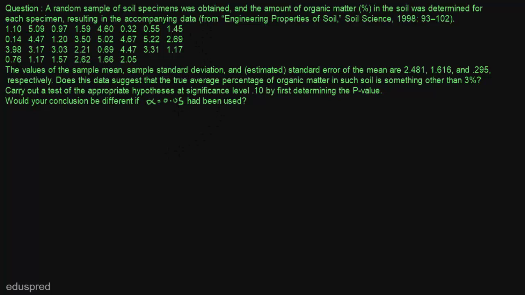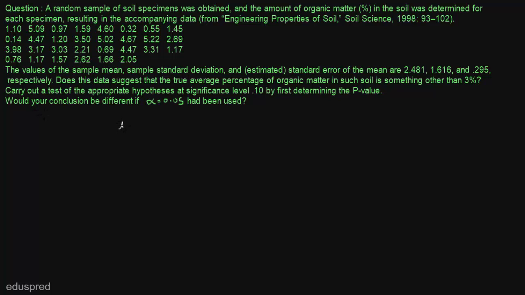The values of the sample mean, sample standard deviation and standard error of the mean are these. Does this data suggest that the true average percentage of organic matter in such soil is something other than 3%? Carry out a test of the appropriate hypothesis at significance level 10% by first determining the p-value. Would your conclusion be different if alpha equal to 5% had been used?